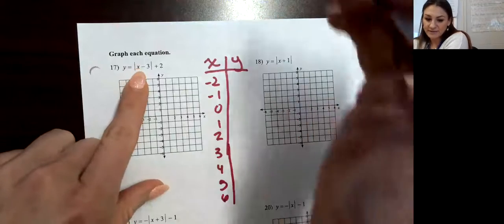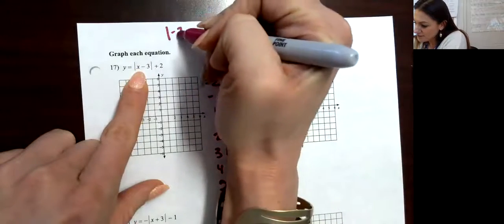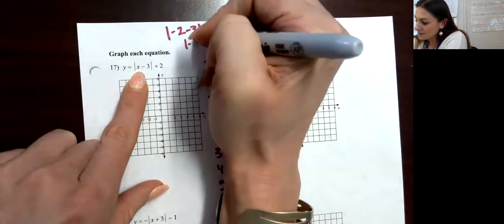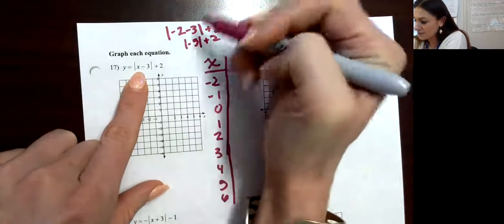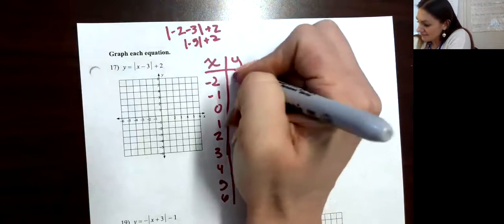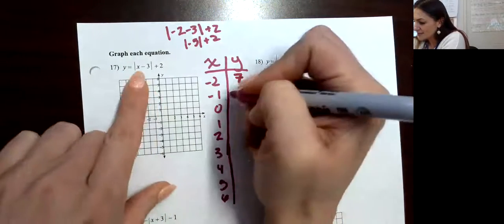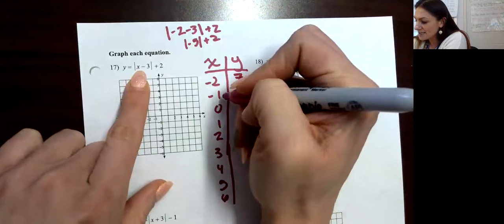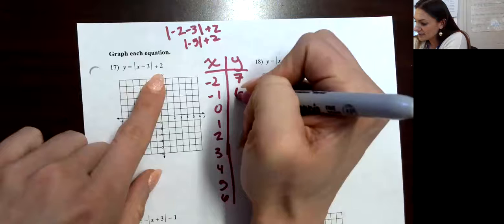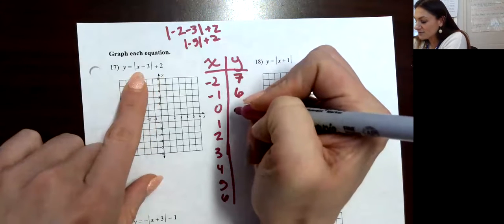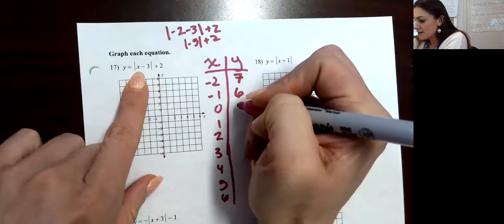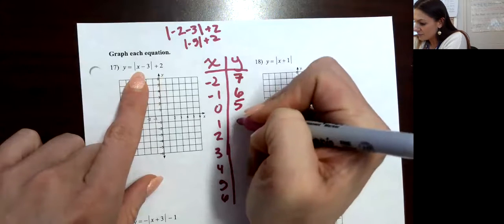So I'm going to plug -2 into this rule. So -2 minus 3 plus 2. So that would be the absolute value of -5 plus 2. Absolute value of -5 is 5, plus 2 is 7. Then I'm going to continue the process. -1 minus 3 is -4. Absolute value of -4 is 4, plus 2 is 6. 0 minus 3 is -3. Absolute value of -3 is 3, plus 2 is 5.